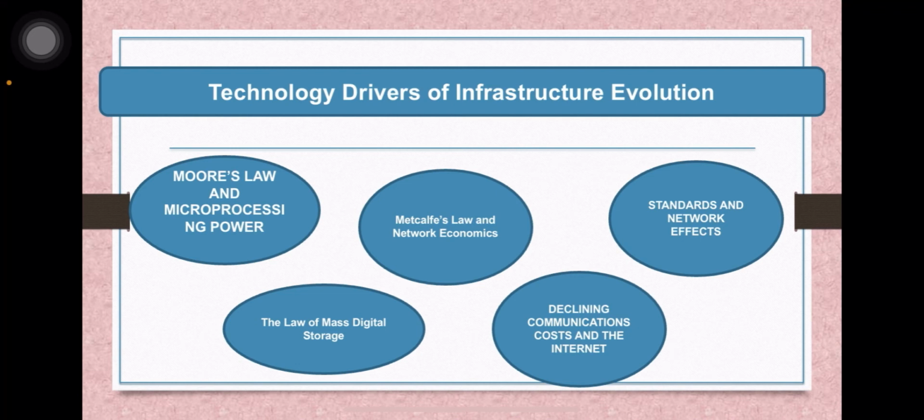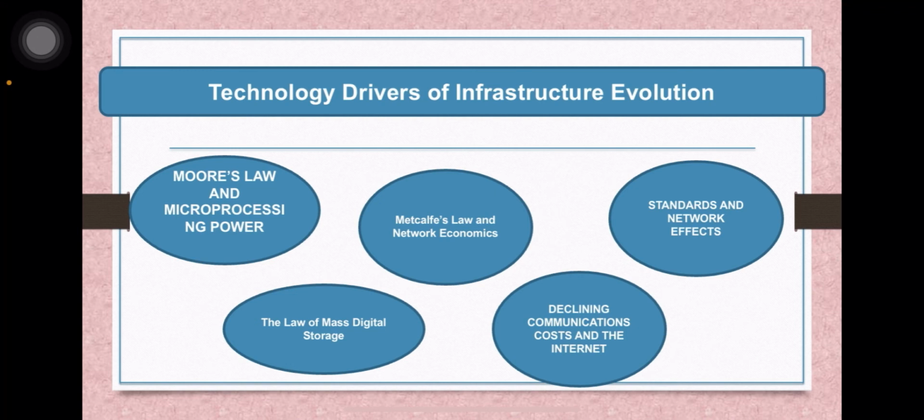The fourth is declining communication costs and the internet. The technology driver here is the rapid decline in the cost of communication and the exponential growth in the size of the internet. To take advantage of the business value associated with the internet, firms must greatly expand their internet connections, including wireless connectivity, and greatly expand the power of their client/server networks, desktop clients, and mobile computing devices.